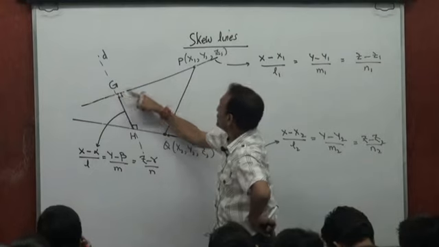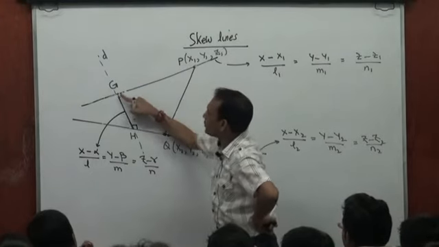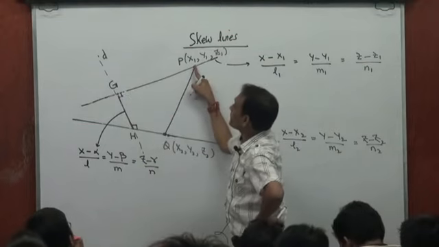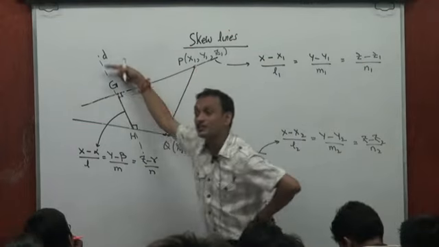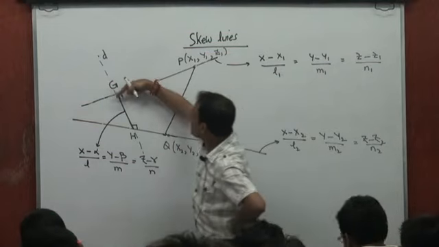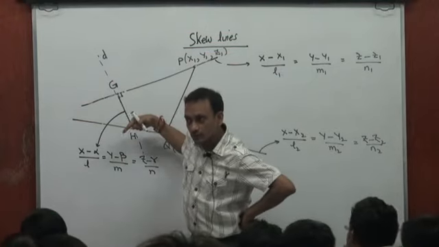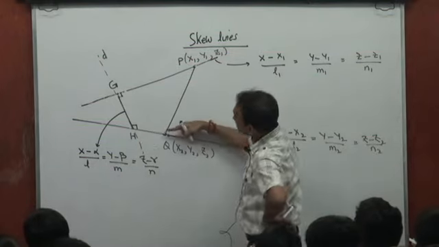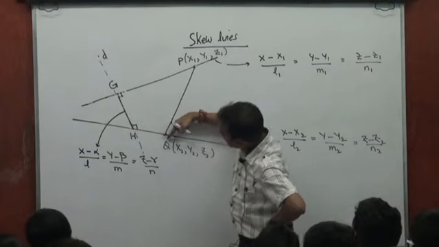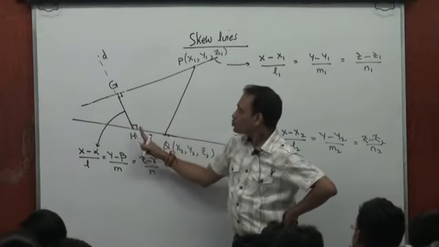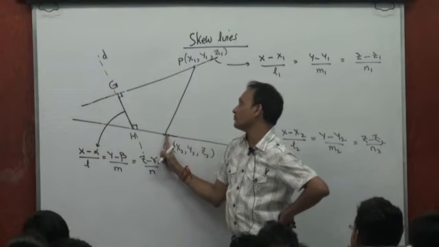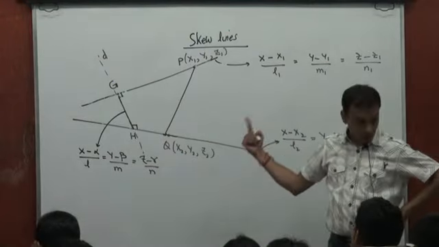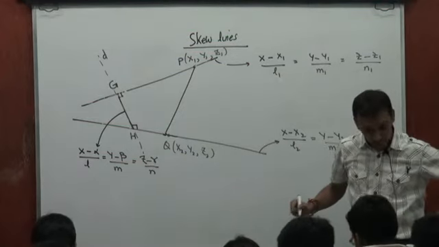G is the foot of the perpendicular from P onto the direction D. Yes or no? G is the foot of the perpendicular from P along this direction, because PG is perpendicular to D, right? Similarly, QH is perpendicular to D, so H must be the foot of the perpendicular from Q onto the direction D.